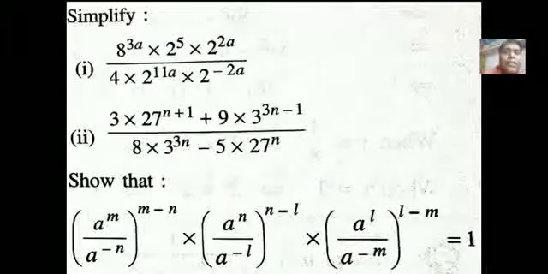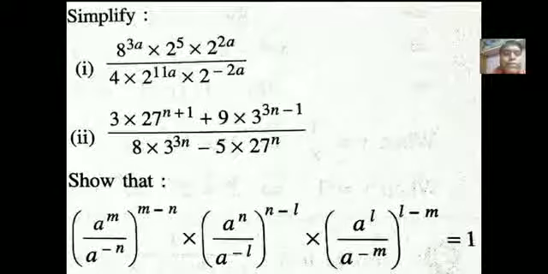Questions now. Question 1, you have 2 questions. Simplify 8 to the power 3a into 2 to the power 5 into 2 to the power 2a divided by 4 into 2 to the power 11a into 2 to the power minus 2a. Second bit, 3 into 27 to the power n plus 1 plus 9 into 3 to the power 3n minus 1 divided by 8 into 3 to the power 3n minus 5 into 27 to the power n.